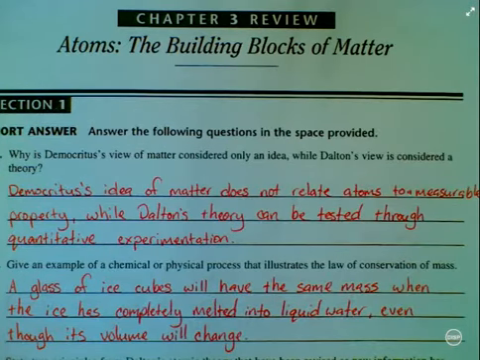And so when it gets down to why Democritus and his idea were only considered to be an idea, Dalton's is considered a theory: Democritus's idea of matter did not relate atoms to a measurable property, while Dalton's theory can be tested through quantitative experimentation. Again, empirical science, generating data. That's what we do in chemistry class today. We try to generate empirical data.